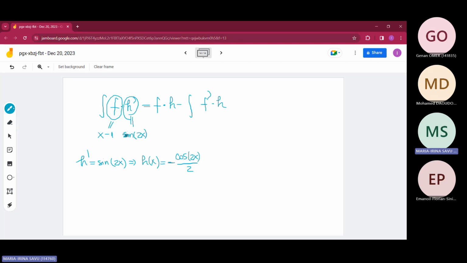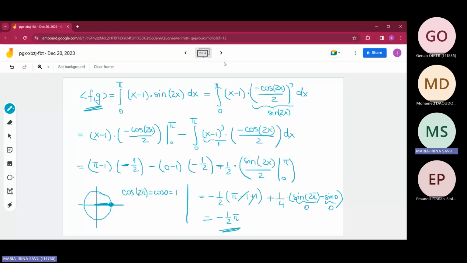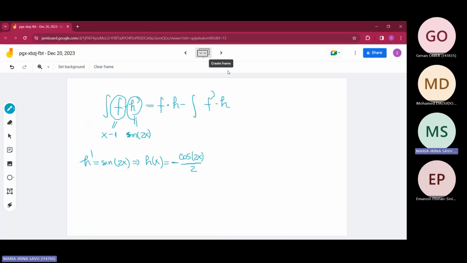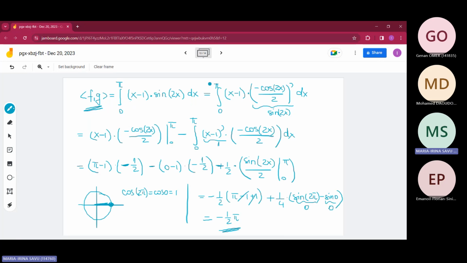Okay, this is the formula that we have used. This is the integration by parts. You have this product. You know that this is x minus 1. H prime will be sine of 2x. But because h prime is this one, then h will be this one. And we have here x minus 1 times minus cosine, which is this term, from 0 to pi, minus the integral of f prime, which is the derivative of x minus 1, times h, which is this function which comes here. Okay, and now you have to compute the values at 0 and pi. Thanks. Welcome.